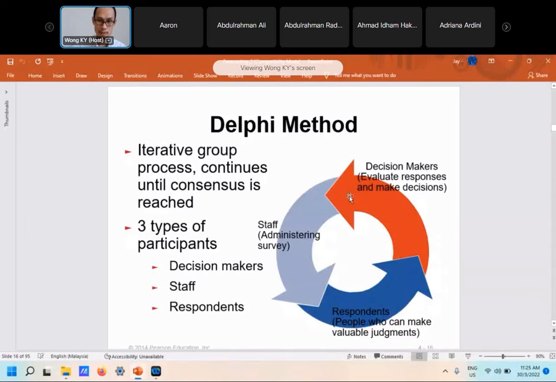You iterate the process. You return back to the experts and ask them to do it again, until a final consensus is reached, until all the experts agree on a single value. So that is called Delphi method. It's an iterative process. It will continue until consensus is reached.